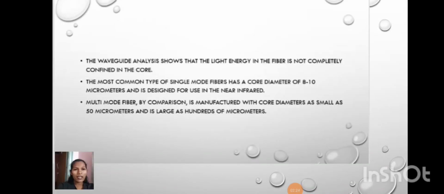The waveguide analysis shows that the light energy in the fiber is not completely confined in the core. The most common type of single mode fiber has a core diameter of 8 to 10 micrometers and is designed for use in the near infrared. Multimode fiber, by comparison, is manufactured with core diameters as small as 50 micrometers and as large as hundreds of micrometers.